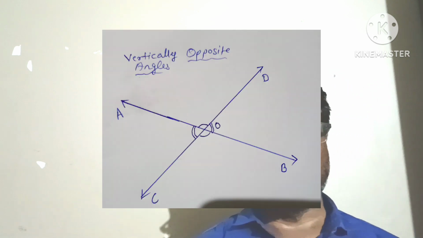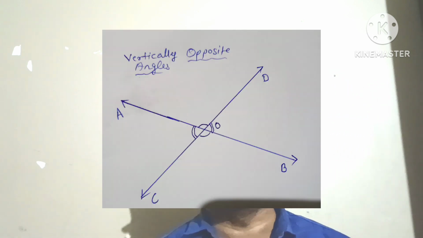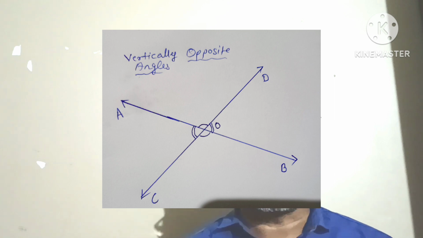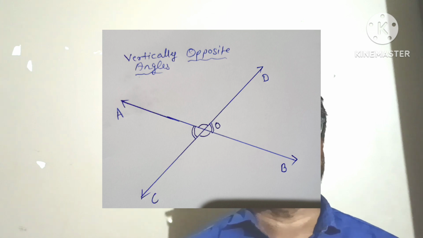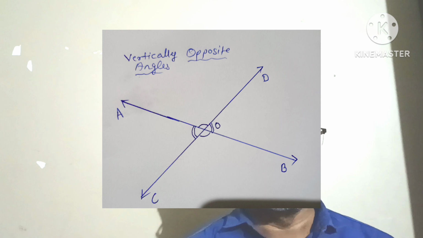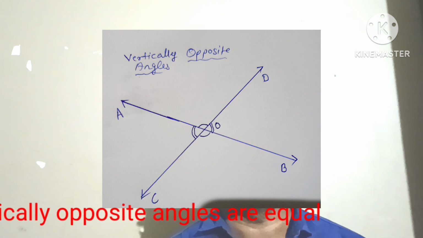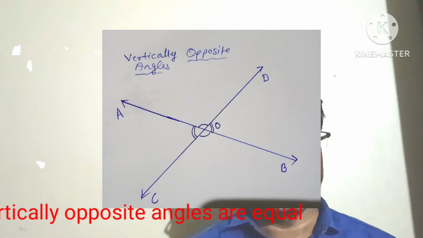The pairs of vertically opposite angles are: the first pair is angle AOD, comma angle BOC. The second pair is angle AOC, comma angle BOD. The property of these vertically opposite angles is that they are always equal. The measure of these angles will always be equal. To remember vertically opposite angles, you can remember the English alphabet X: the upside and downside angles, and the left side and right side angles are always vertically opposite angles.